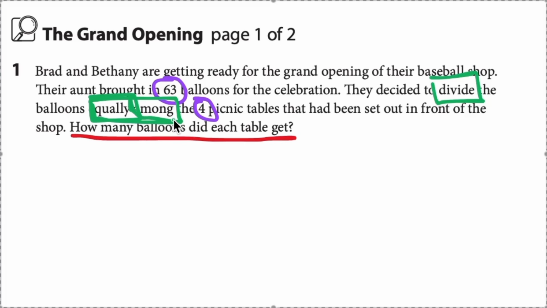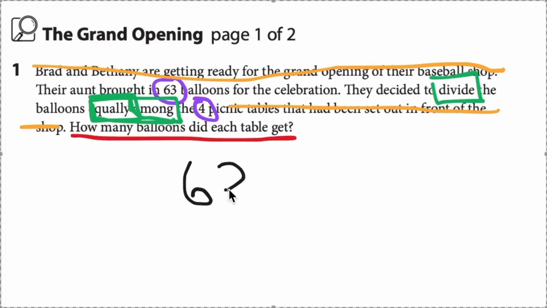Now I have to eliminate. It's quite a lot in here. I'm going to take all that out. We don't care that you're opening it. We don't care that the picnic tables are in front of the shop either. We just want to know how many balloons each table is getting. So we are going to be doing 63 divided by 4. All right, that's kind of tricky for me.